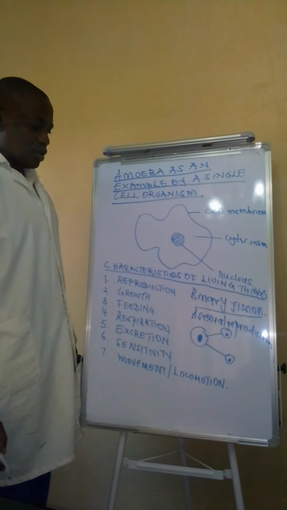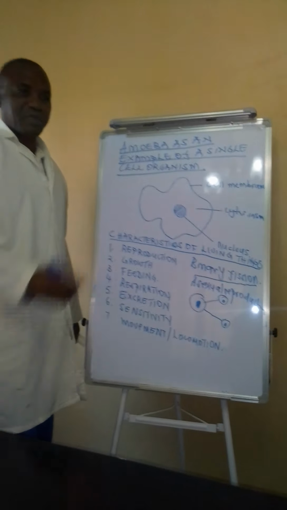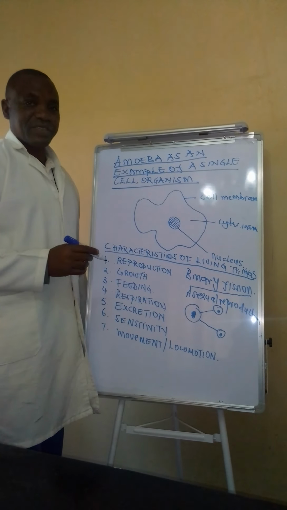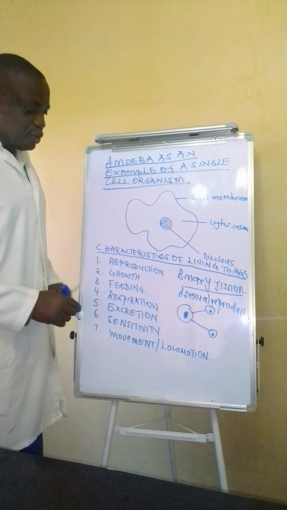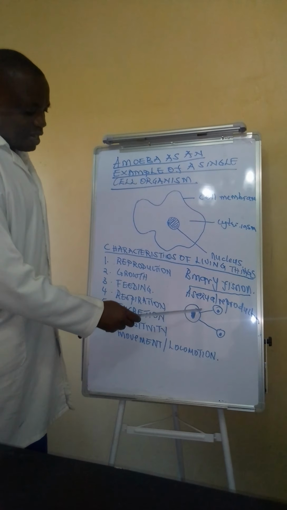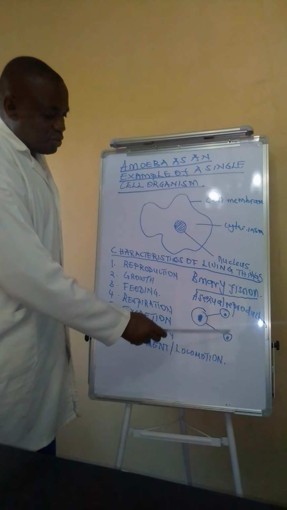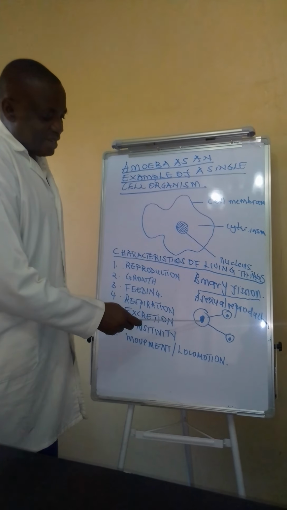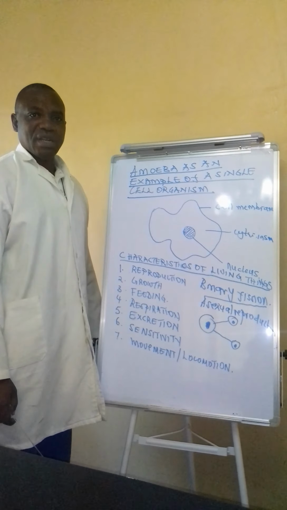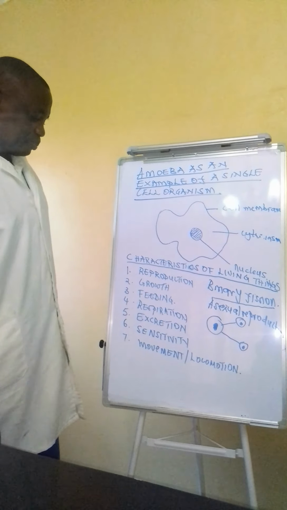Now, number 2, growth. How does amoeba show growth? Growth, as we said, can be in terms of height and in terms of size. So the way in which amoeba shows its growth is in terms of size. When you look at this small diagram here, you can see this is the parent cell, it is big, and these are daughter cells. When these daughter cells grow to adulthood, then they will grow as big as this one. So they will grow in terms of size, from a smaller amoeba to a bigger amoeba.